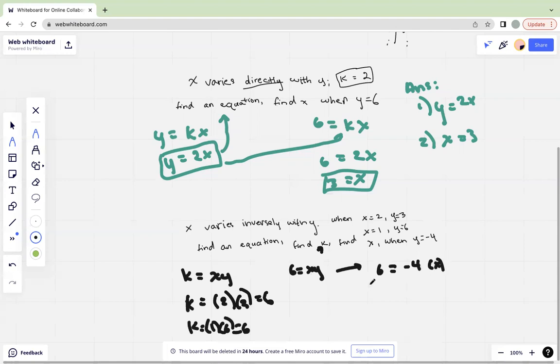And now what we're going to do is just solve it like a normal equation. We're going to divide both sides by -4. We're going to get -6/4, which is equal to x, which is equal to -3/2, which is the simplified form. So here we have our solution as x is equal to -3/2. Plugging it in just to double check gives us the correct answer.